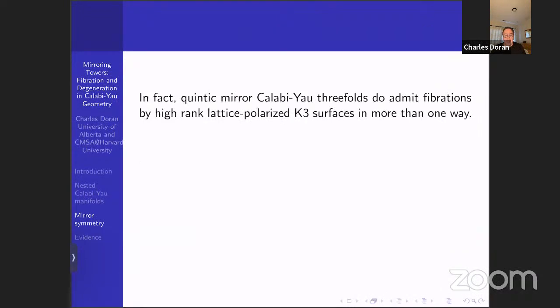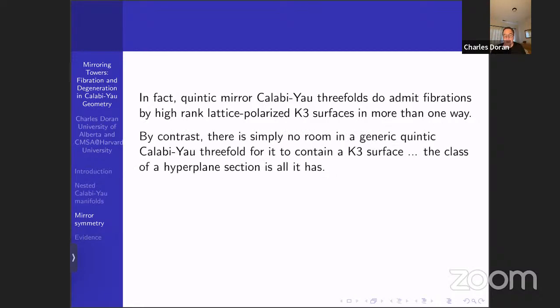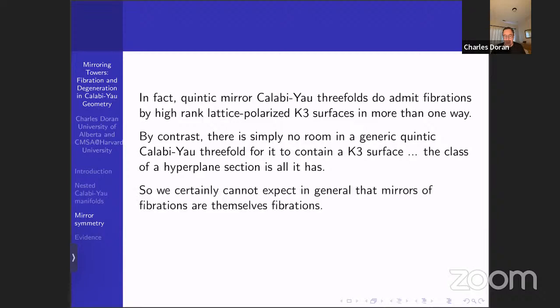Okay, so in fact, as I mentioned last time, the quintic mirror Calabi-Yau threefolds, quintic mirror, not quintic, do admit fibrations by high-rank lattice polarized K3 surfaces, and not just in one way, in many ways. By contrast, if you're talking about a generic quintic Calabi-Yau threefold, there's no room for it to contain a K3. There's only a 1 in H11, and that's taken up by the hyperplane section. The hyperplane section is not a K3. It's a quintic surface, right?